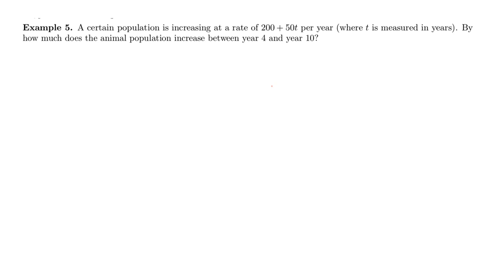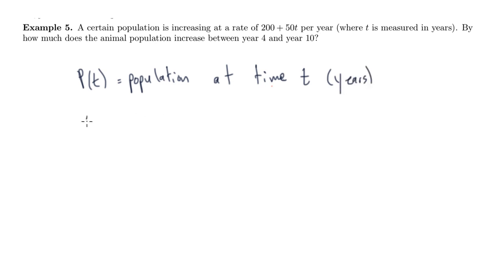Okay, so a population is increasing at a certain rate. Okay, so that means that is the derivative. So if this is the population at any given time, so population at time t, which is in years, then what we're saying is that p prime of t, so the rate of change of p, so increasing at a rate of 200 plus 50t.